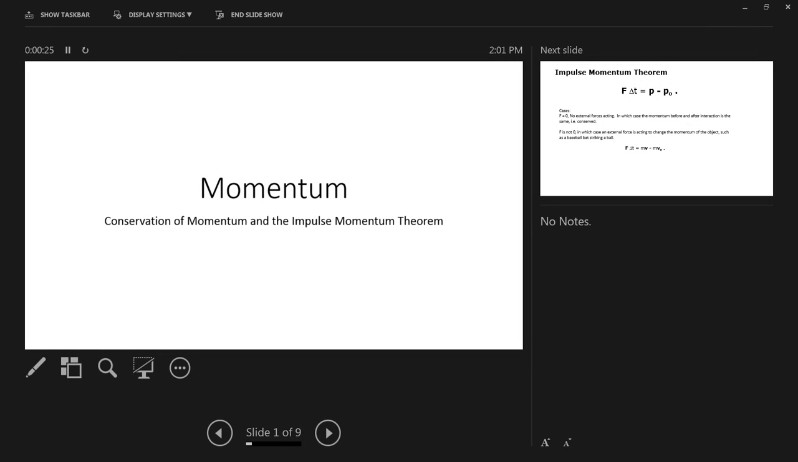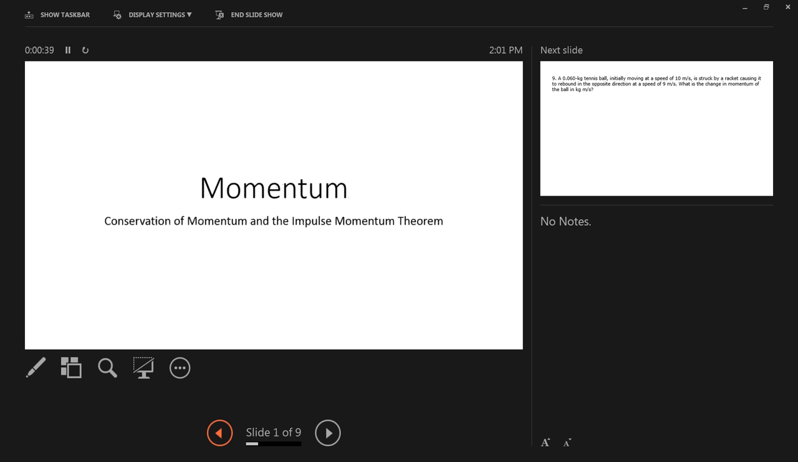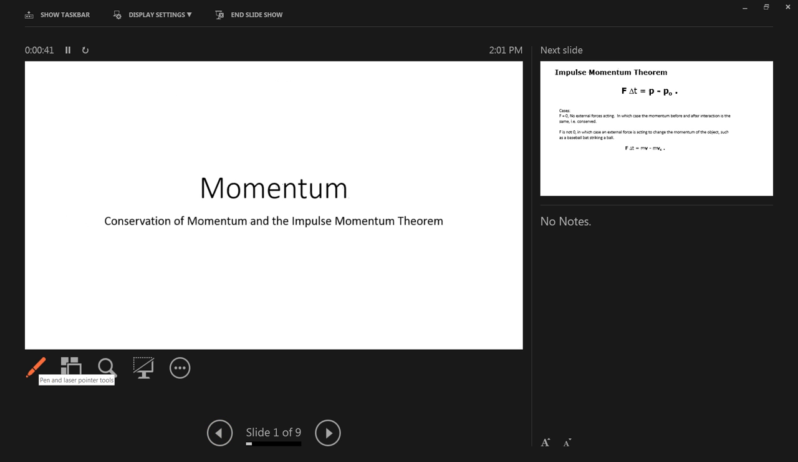Okay, I want to talk to you a little bit about momentum here today. Two aspects of momentum. Well, let's back up here. Wait a minute. Two tools here. Conservation of momentum, number one, and impulse momentum theorem, number two.